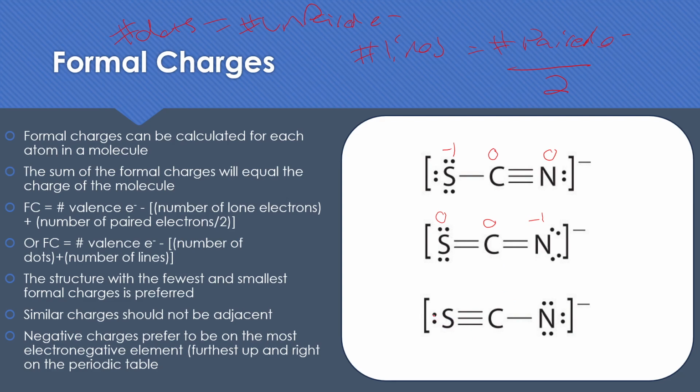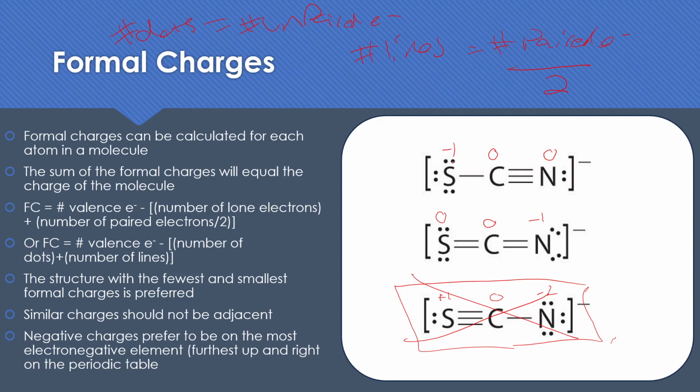Here, sulfur is 6 minus 1, 2, 3, 4, 5, so plus 1. Carbon is 4 minus 4, 0. Nitrogen is 5 minus 1, 2, 3, 4, 5, 6, 7, minus 2. Okay, so this one right away, you can see, oh, that has more formal charges than either of these two, so this is the worst.